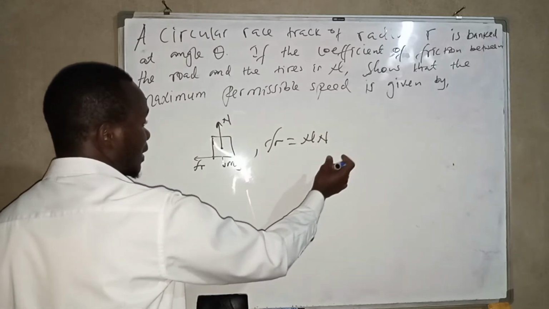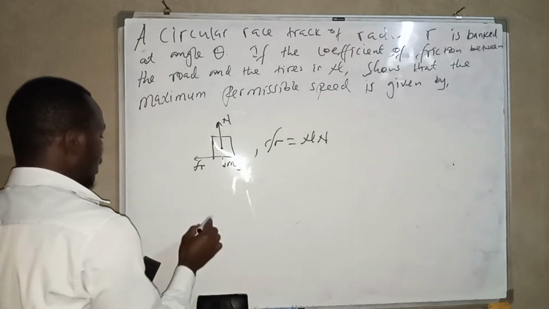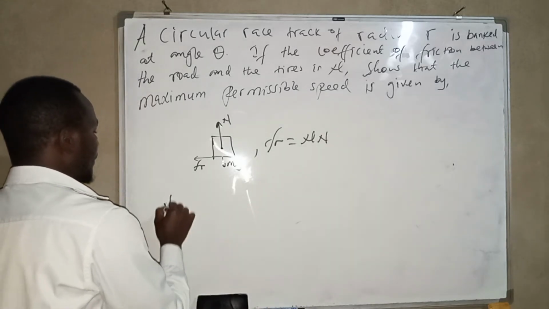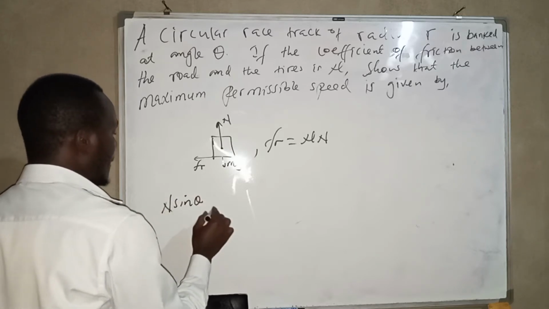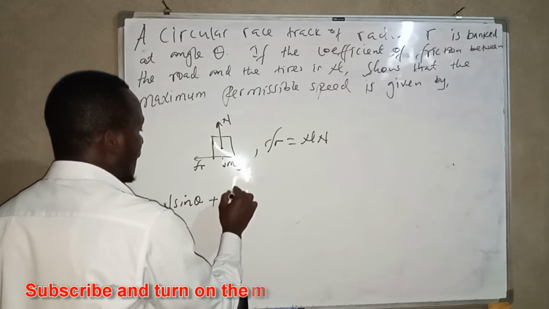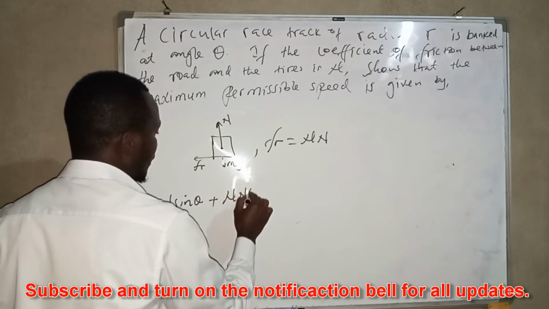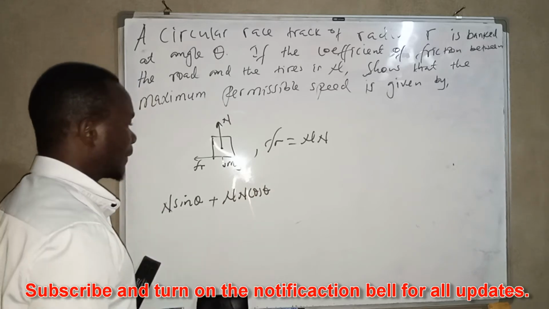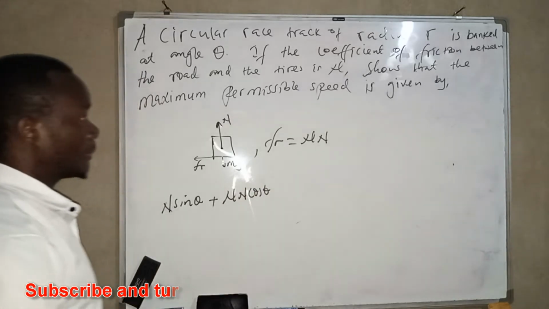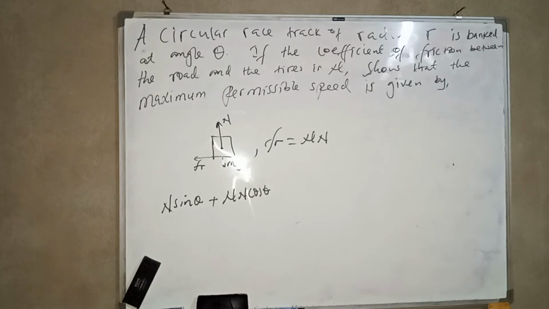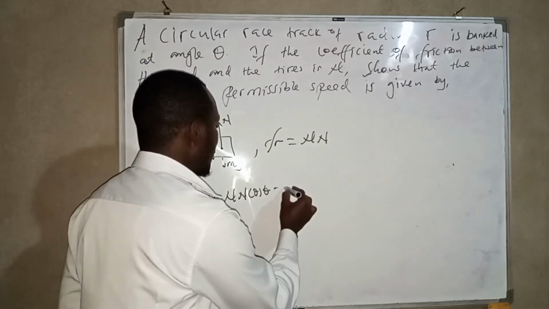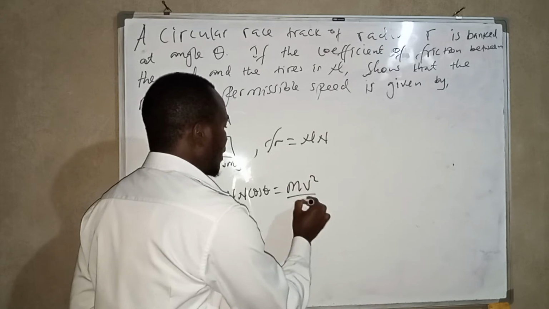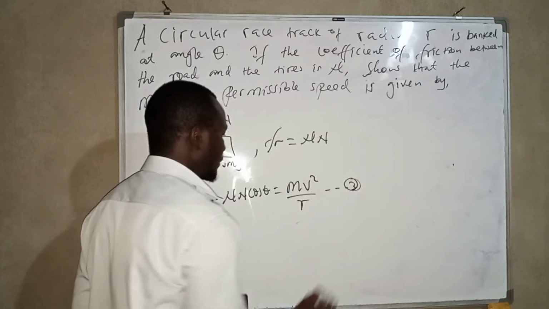We put that. But since it is at an angle, we are going to put just as we resolved. So we have N sin theta plus mu N cos theta. This will give us mv squared over r. So let's call this equation 3.